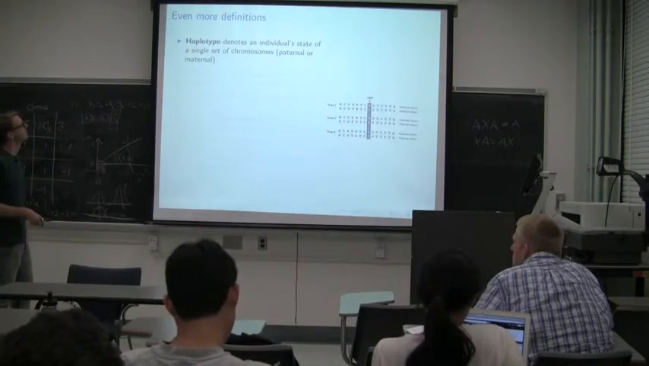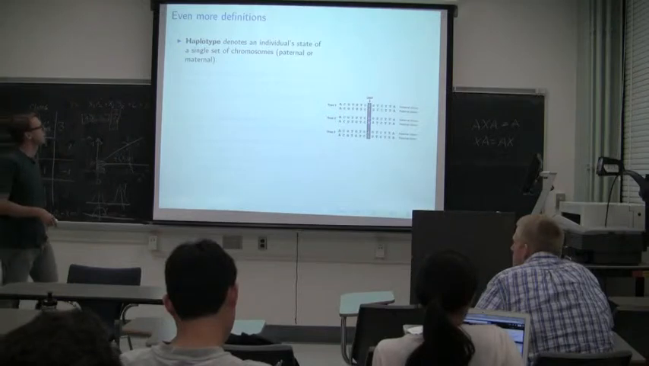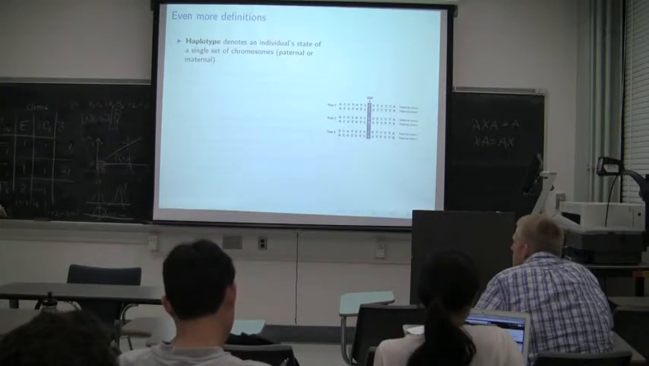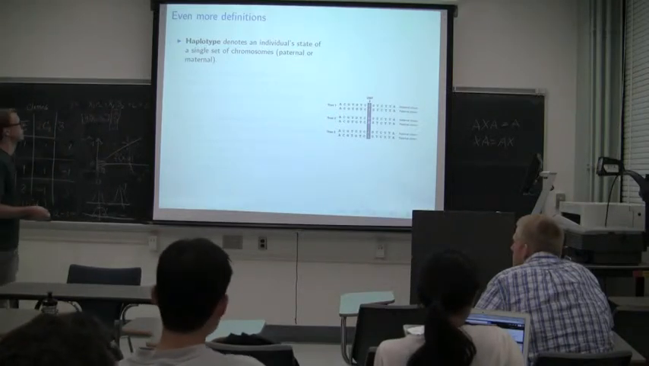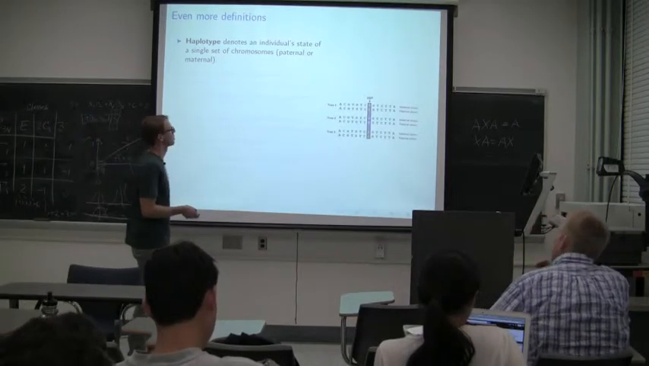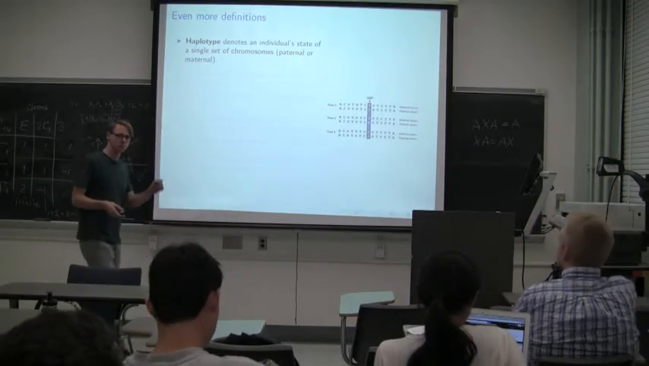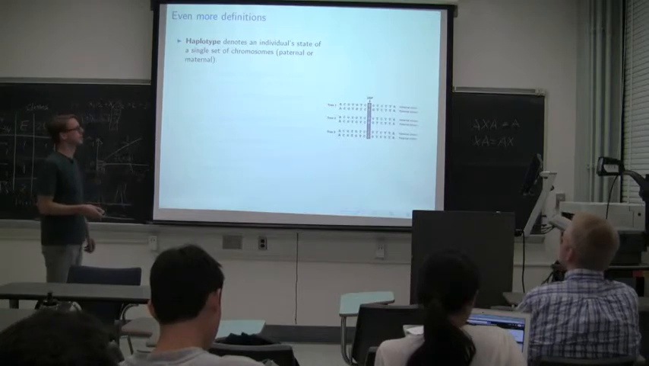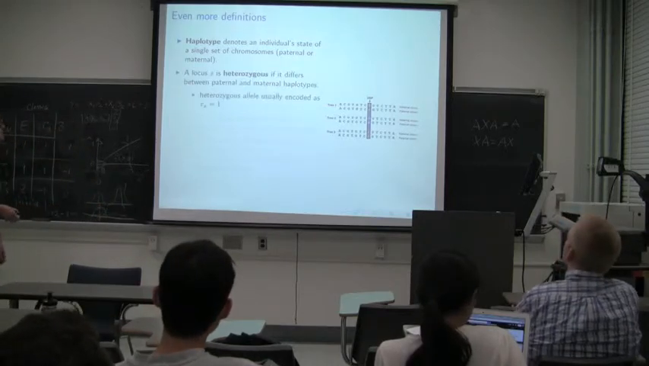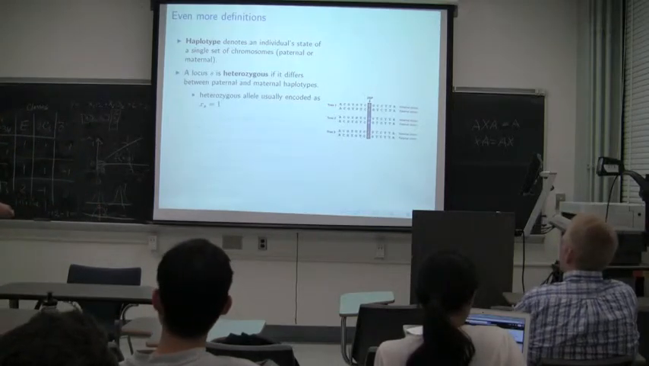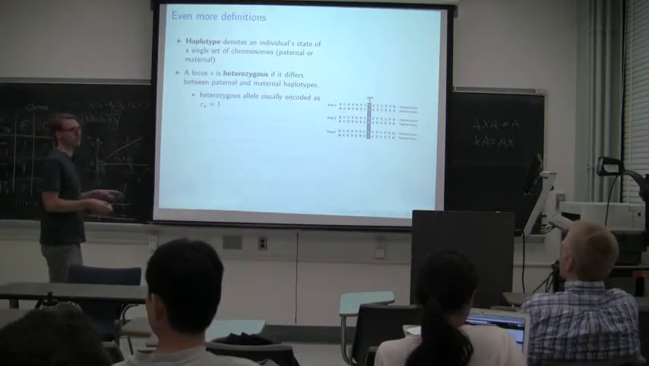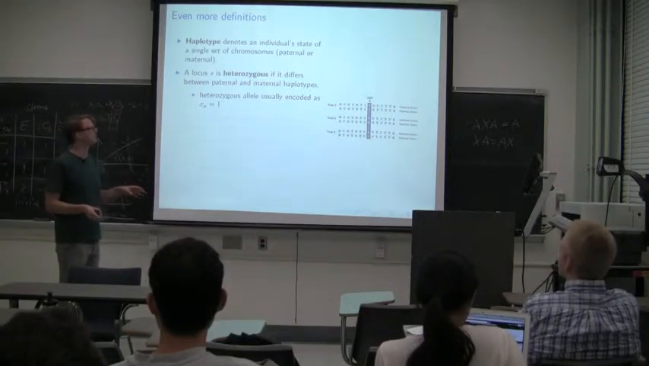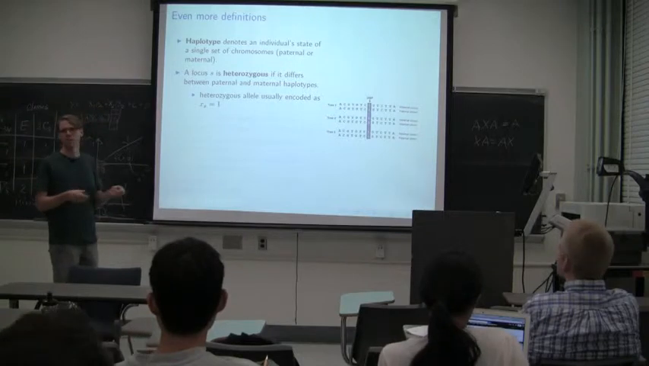Well, the haplotype denotes the individual state of a single set of chromosomes. So there's a parental one for a single chromosome. Basically there's a paternal or a maternal haplotype, and we call the locus heterozygous if the 2 chromosomes differ at a locus.